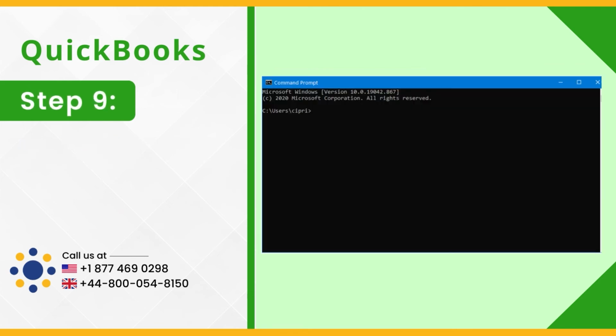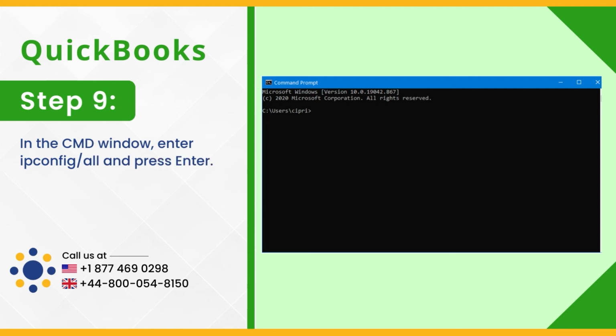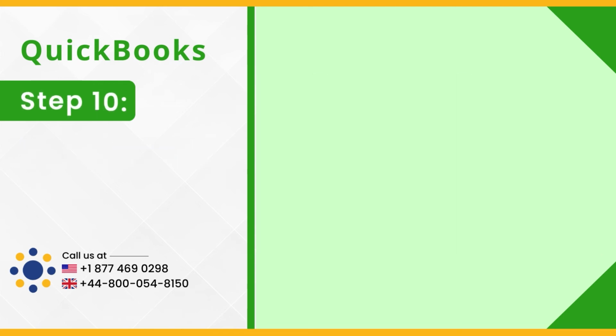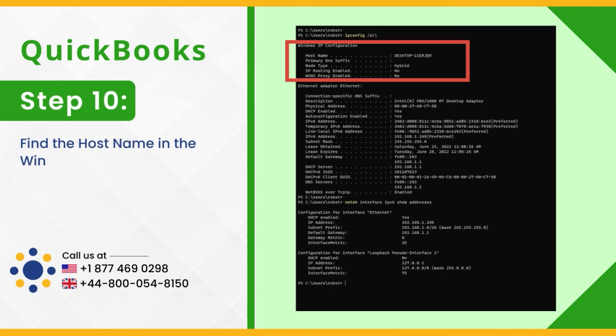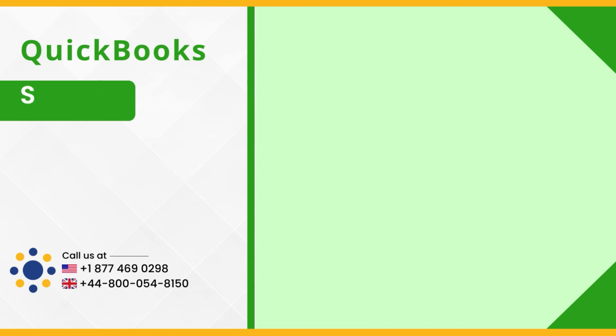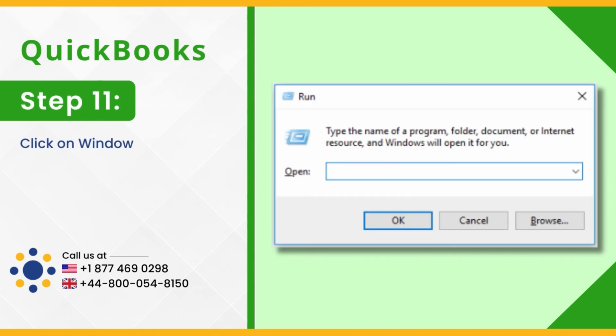Step 9. In the CMD window, enter IP protocol configuration/all and press Enter. Step 10. Find the host name in the Windows IP configuration section and note it down. Step 11. Click on Windows Start menu, enter Run in the search bar and open it.